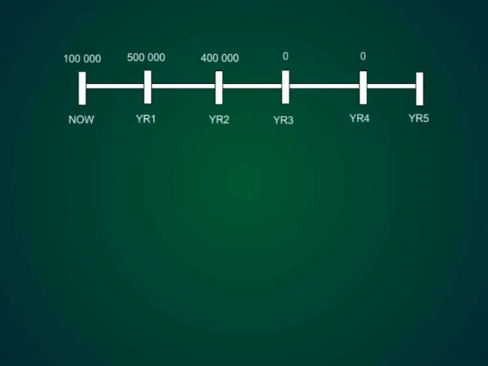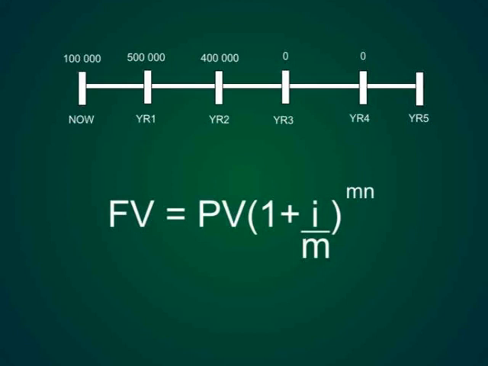The first technique I'm going to use is to take each separate amount and work out its future value at the end of 5 years, and then add all of those three values together. The formula we're going to use is future value equals present value, open bracket, 1 plus interest over m, number of compounds per year, close bracket, to the power nm, which is number of years times the number of compounds. Let us start with 100,000 rand.